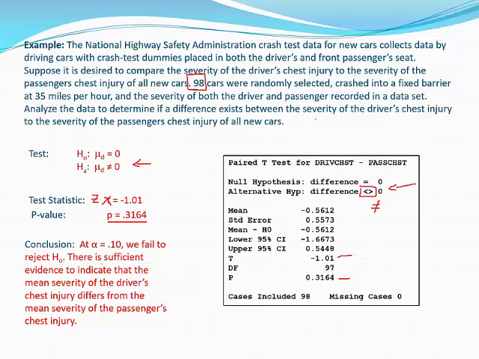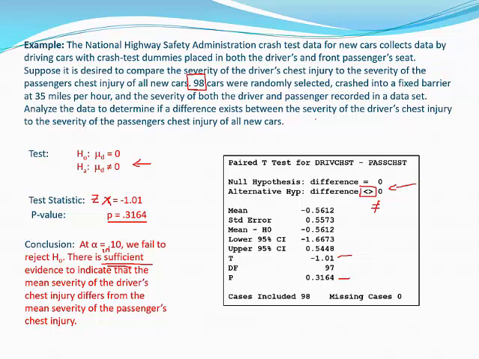This word here, it should be insufficient. There's insufficient evidence to indicate that the mean severity of the driver's chest injury differs. We can't say they differ. That was a big typo, a real important typo. This word should be insufficient. Fail to reject is insufficient.